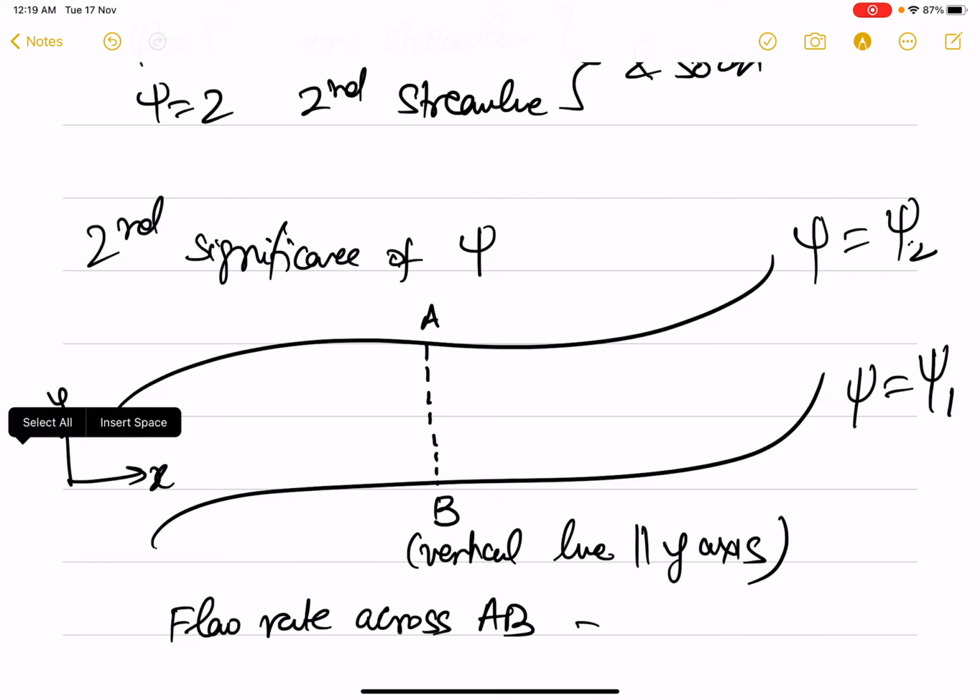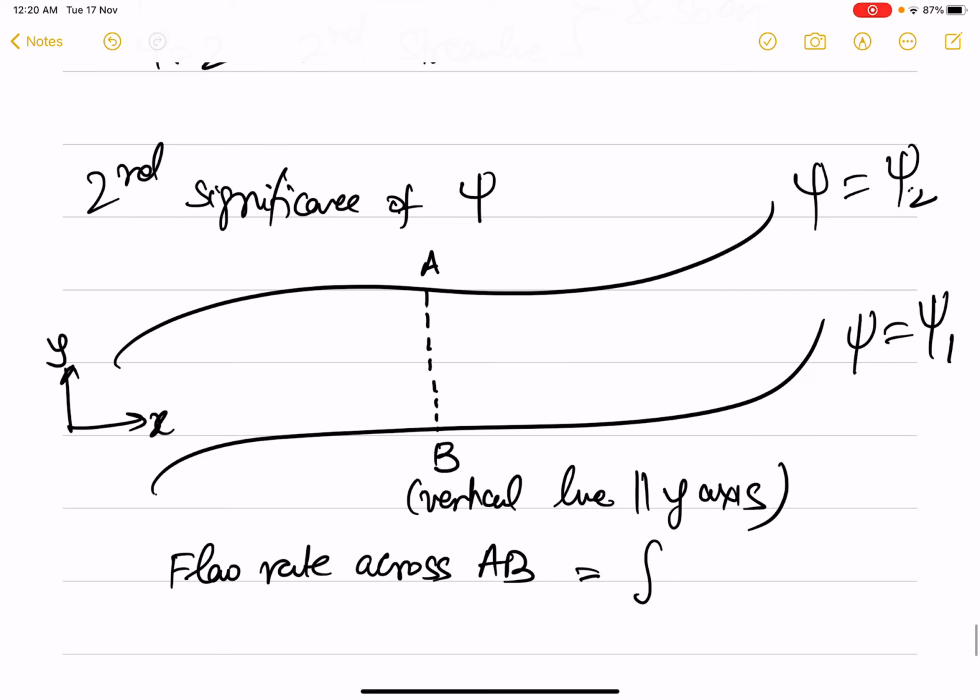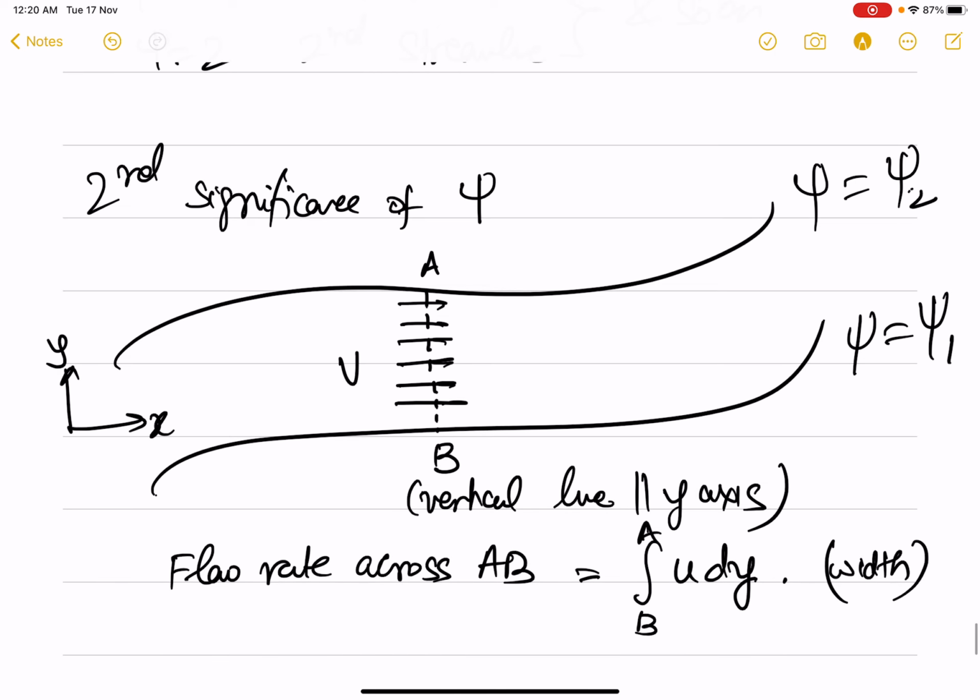So this will be equal to integral from b to a of u dy multiplied by the width, because here the velocity, because this line is vertical, I have to just look at the Vx or u component, and the flow rate will be given by this.